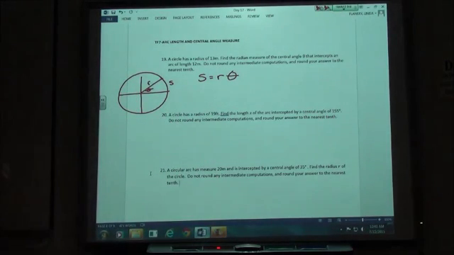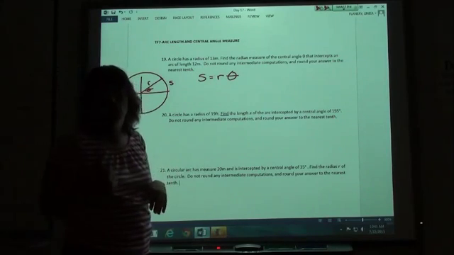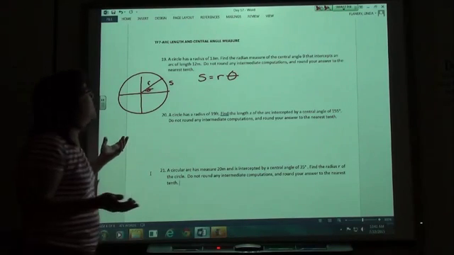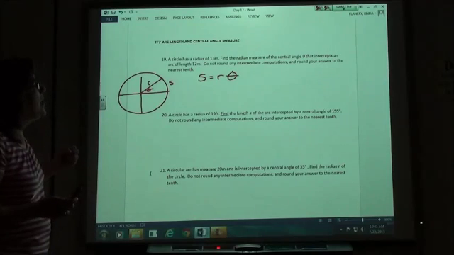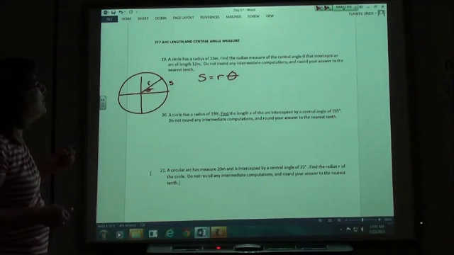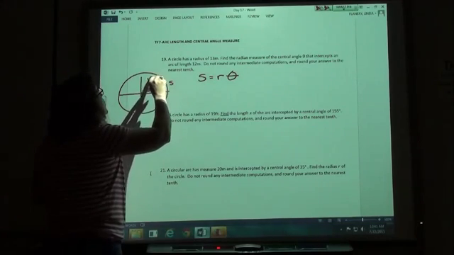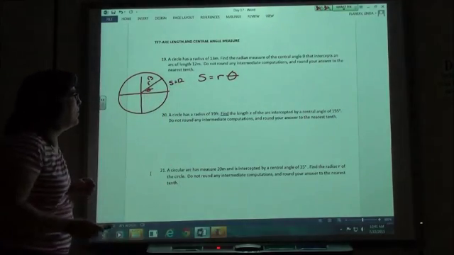The central angle has to be in radians, and if it's in degrees, we'd have to change it to radians. In this case, we have a circle that has a radius of 13 meters. Find the radian measure of the central angle that intercepts the arc with a length of 12. So they're saying the radius is 13, the arc is 12, we want to find that angle.